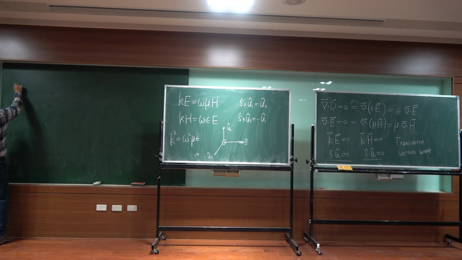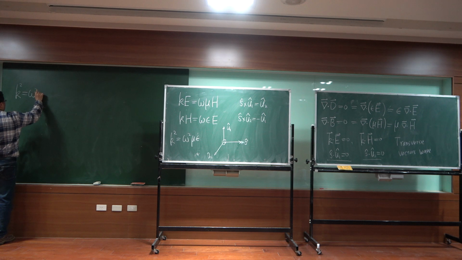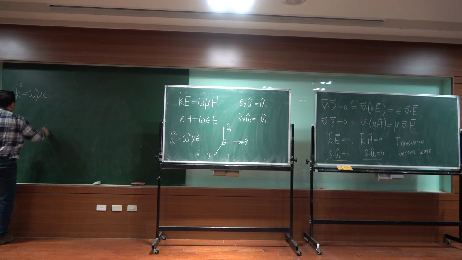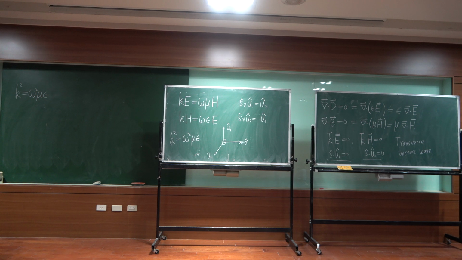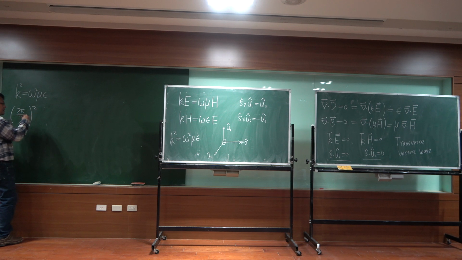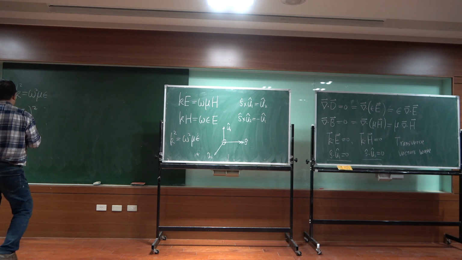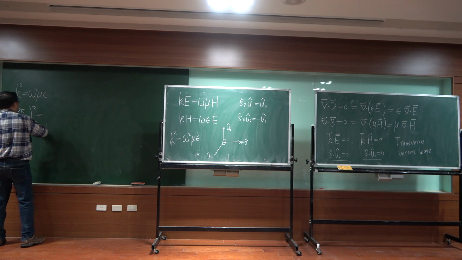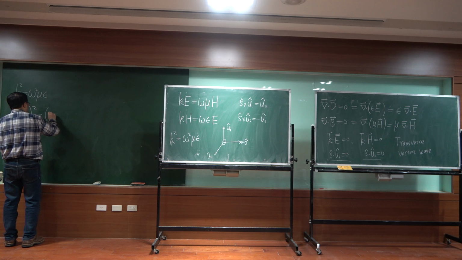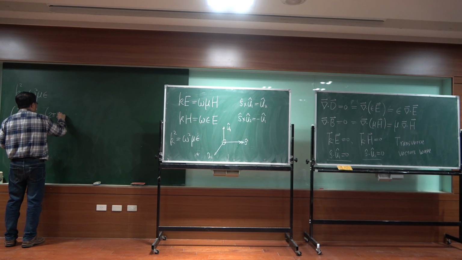Now we have k squared equal to omega squared times mu times epsilon. However, what is k? K is 2 pi over lambda. This lambda is the wavelength in the medium. And what is omega? Omega means 2 pi nu.